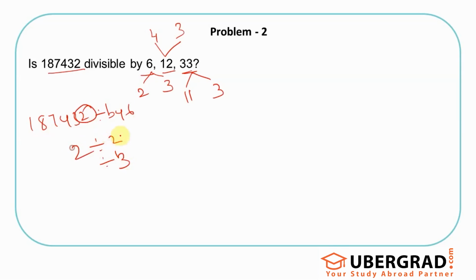Last digit is 2. Hence it is divisible by 2. Sum of digits is 1 plus 8, 9, 16, 20, 23 plus 2, 25. It is not divisible by 3. Hence the whole number is not divisible by 6.